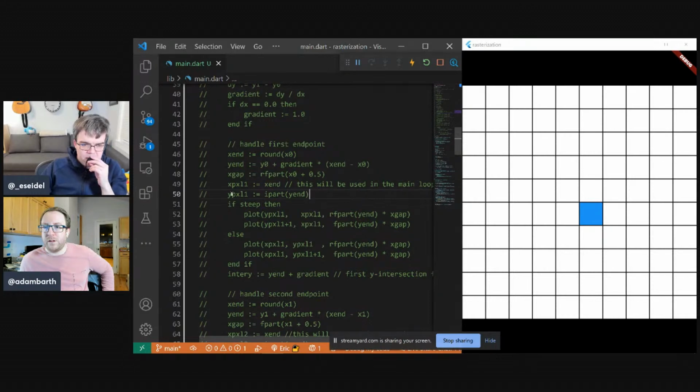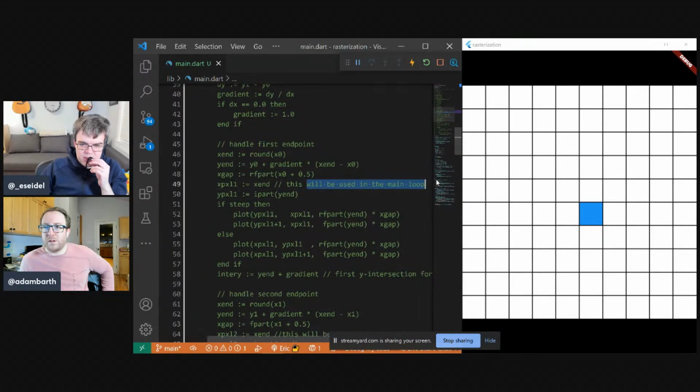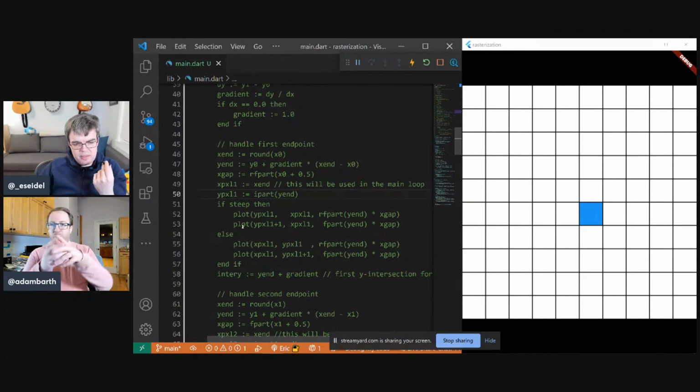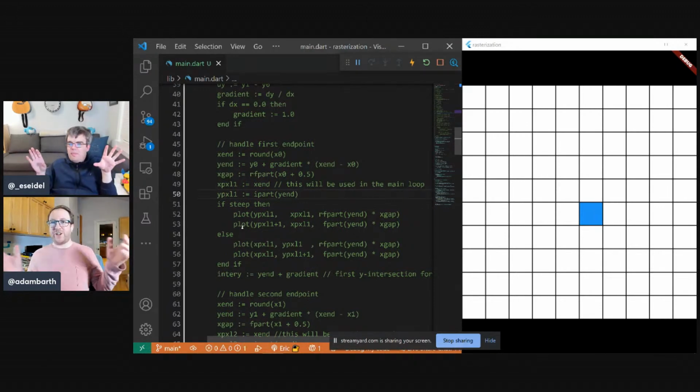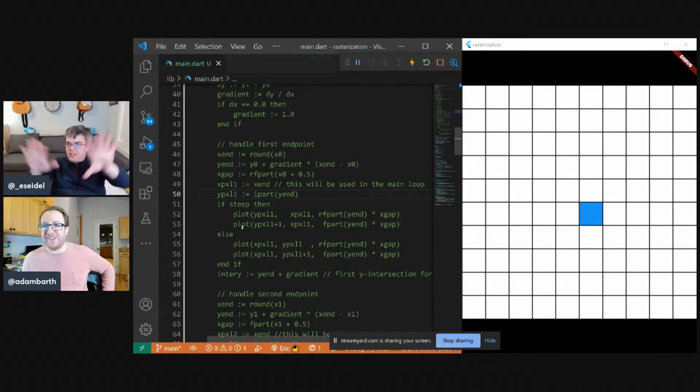Okay. This will be used in the main loop. Okay. If we're steep, this is back again. We need to, you almost feel like this should be written, like pull apart. They're trying to share code between things that really should just be two. Yeah, you just flip things around and then call the non-steep subfunction or whatever.